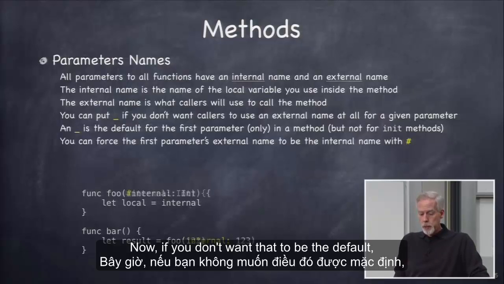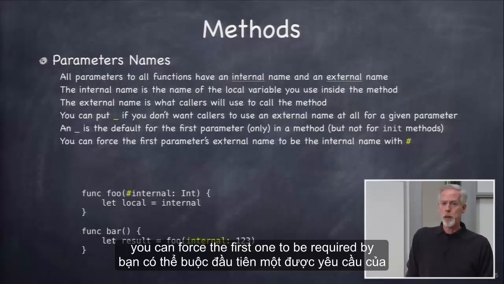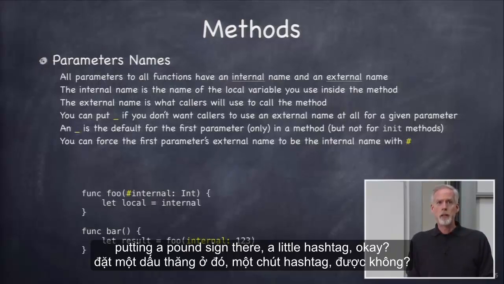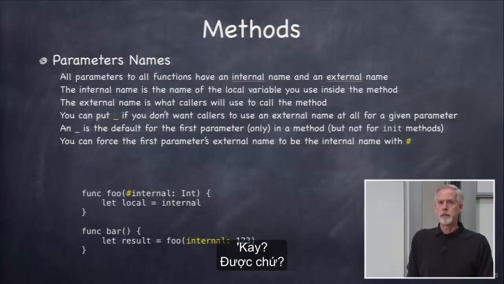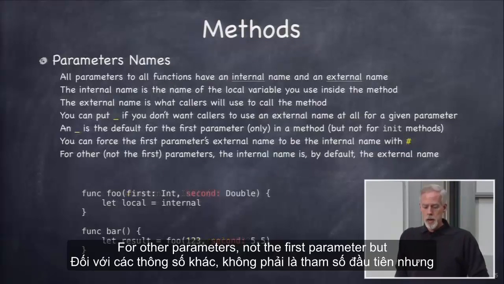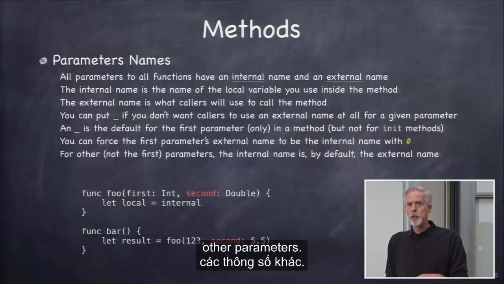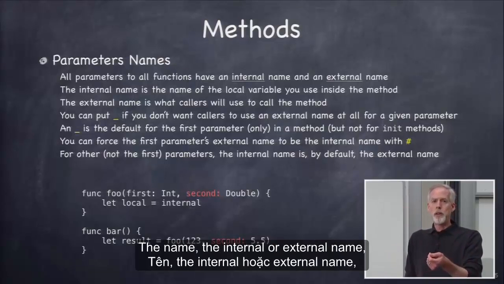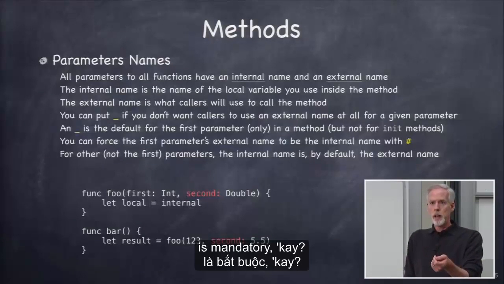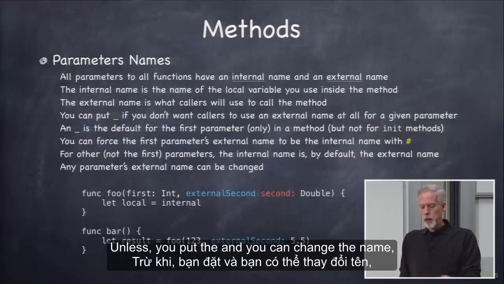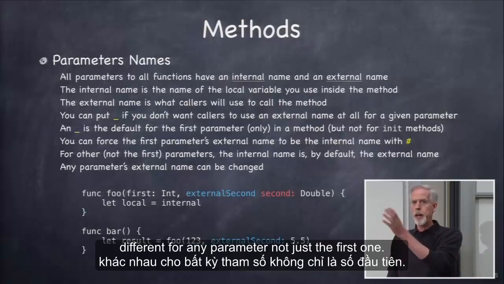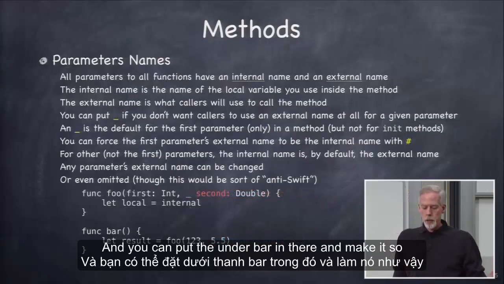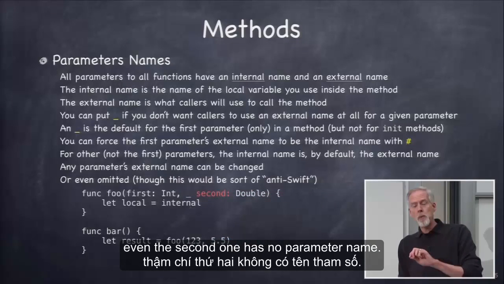Now, if you don't want that to be the default, you can force the first one to be required by putting a pound sign there, a little hashtag. Okay? And that makes it so you have to say internal colon. Okay? For other parameters, not the first parameter, the internal or an external name is mandatory, okay? Unless you change the name. You can have the external name be different for any parameter, not just the first one. And you can put the underbar in there and make it so even the second one has no parameter name.